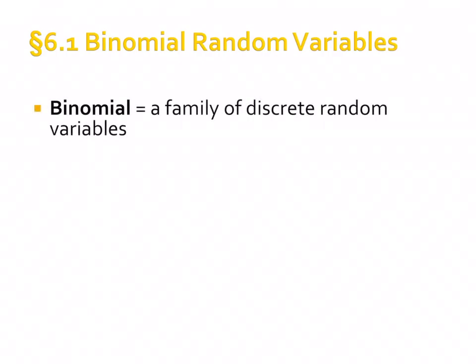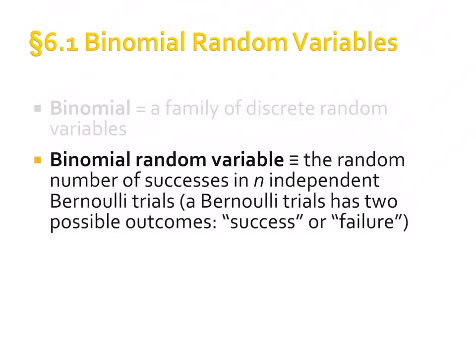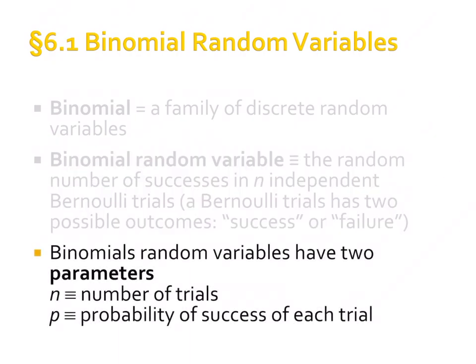So, getting to binomial random variables, a binomial is a family of discrete random variables. Remember, discrete being like concrete, it's an actual value that you can count. It's not a continuous random variable. A binomial random variable is the random number of successes in n independent Bernoulli trials. A Bernoulli trial has two possible outcomes, either a success or a failure. It happened or it didn't happen. You can also think of heads or tails. Binomial random variables have two parameters, n and p. n is the number of trials and p is the probability of success in each trial.